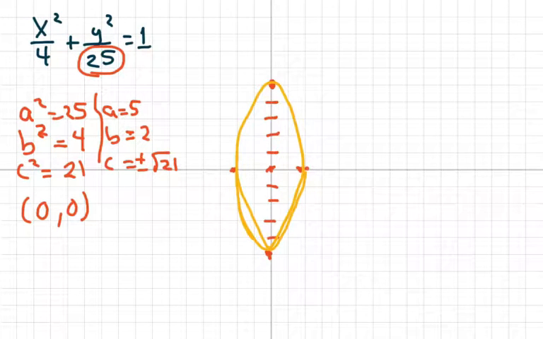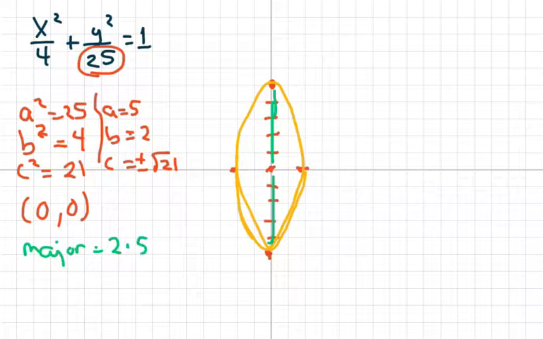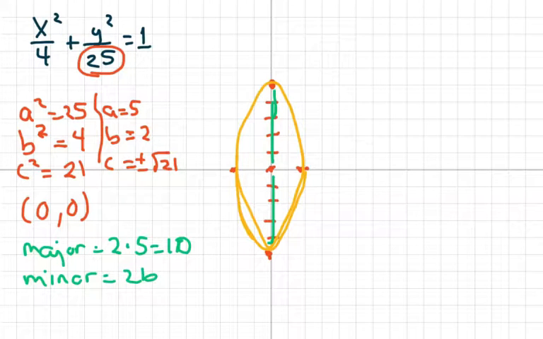Okay, now the length of my major axis, which is the longer one, this is my major axis. I have 5 plus 5. So the length of the major axis equals 2a. So 2 times 5, which is 10. It's easy to see here. That's a 10. And my minor axis is 2b, which is 2 times 2, which is 4. And you can see it here. This whole length here is 4.